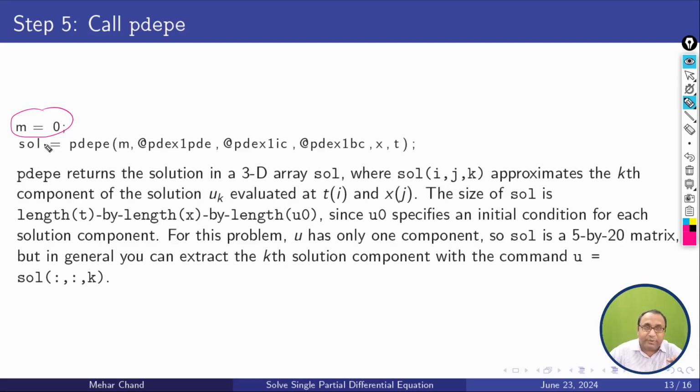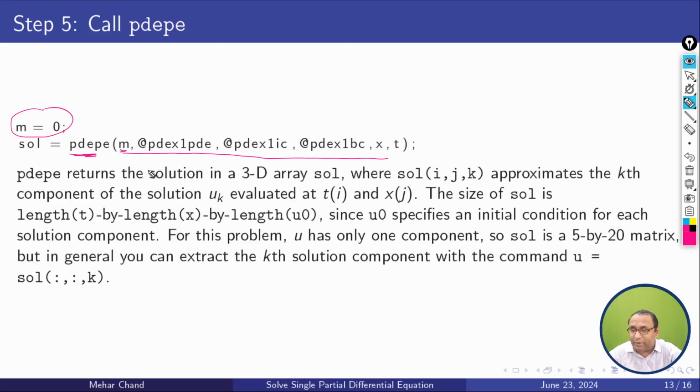If we are given the problem in cylindrical form, in that case you will choose m equal to 1. And if the given partial differential equation is in the spherical coordinate system, in that case you will choose m equal to 2. So here we choose m equal to 0, and we call the pdepe solver with these respective input arguments in this order, and always you have to use it in this way. Don't interchange these values, otherwise your pdepe solver will not work.